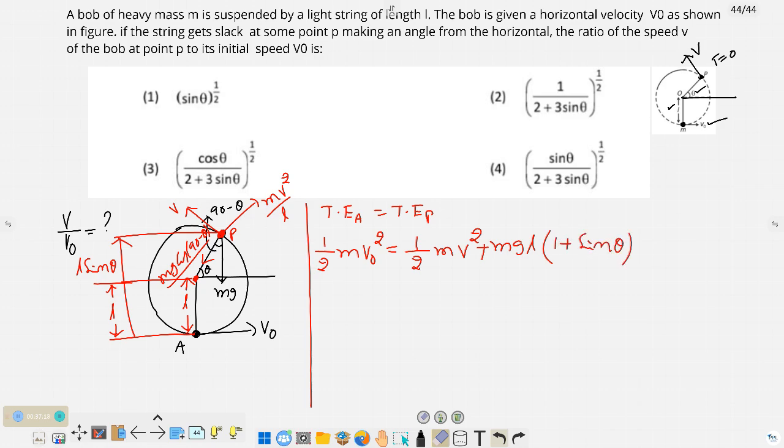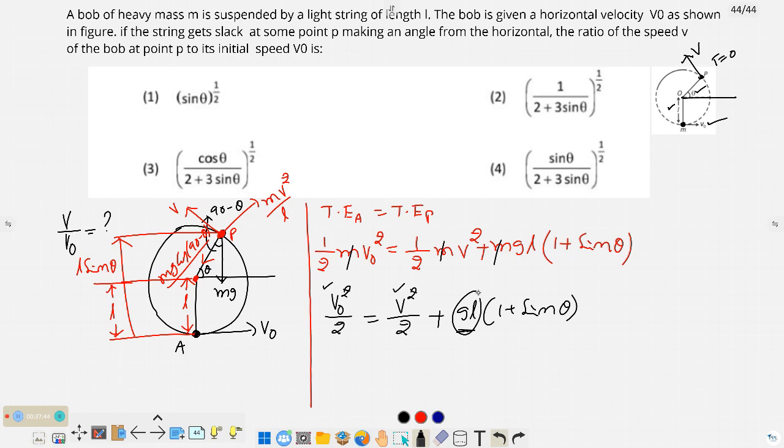Now if you solve it, I can cancel the mass on both sides. After cancelling the mass, we can write v naught square by 2 is equal to v square by 2 plus gL into (1 plus sin theta). They are asking for the ratio v by v naught. Here v naught, v is there. To get the ratio, first you have to remove gL, because the options are not given in terms of gL. How to remove gL? You observe this concept here.